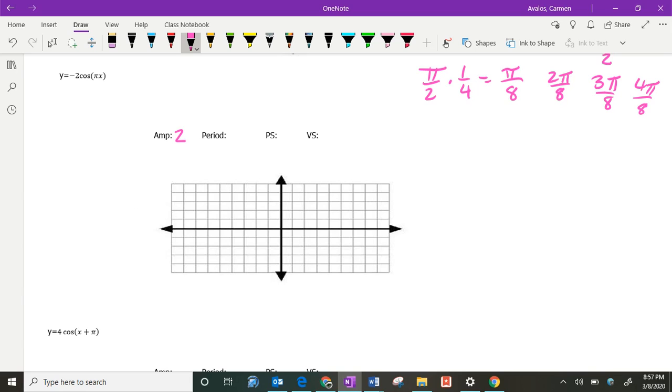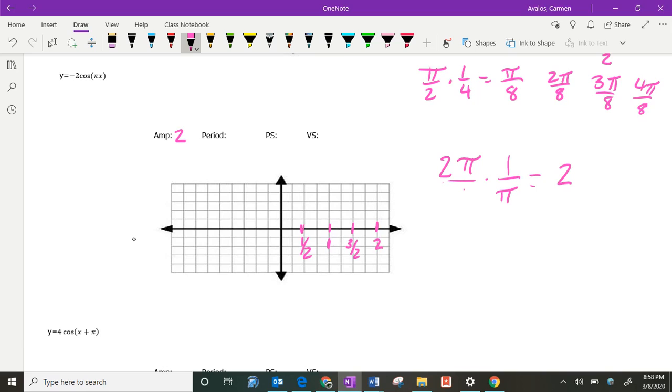So we're going to take the parent function. Cosine's parent function is going to do one cycle in 2 pi. So we're going to take the 2 pi, and then we're going to shrink it by 1 over pi. And so then that's going to cancel there. And so we're going to end up with 2. So that means that we are going to divide 2 into 4 equal parts. So that means that this is going to be 1/2, 1, 3/2, and then 2.